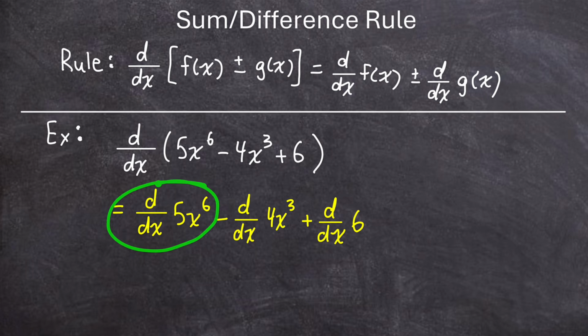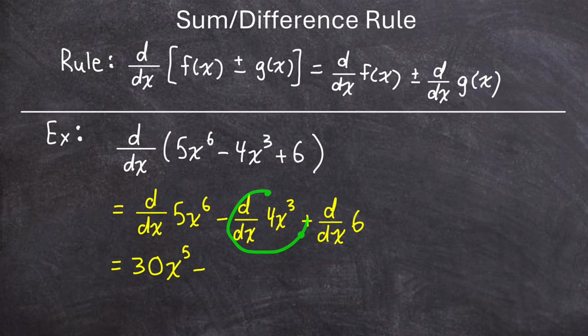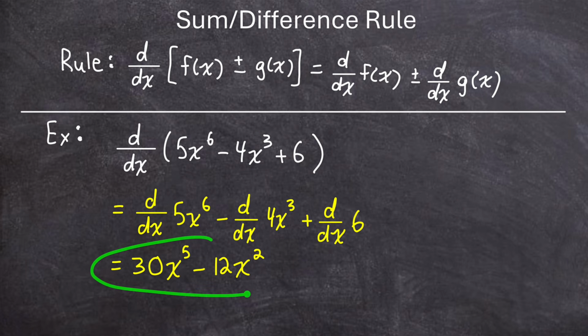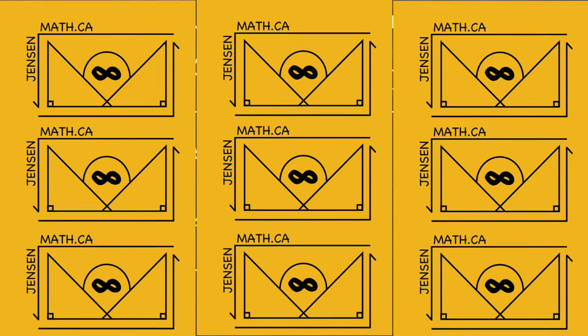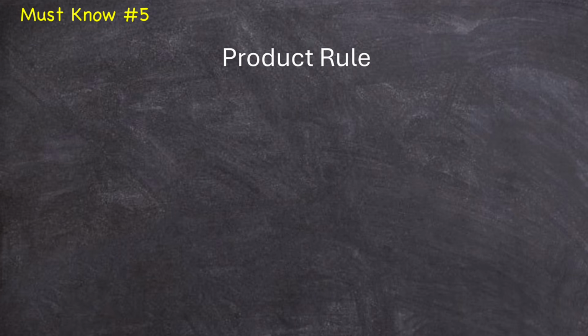The derivative of 5x to the power of 6, using the power rule, I know I would multiply this 6 by this 5 to get 30, keep the base of the power as x, and then reduce the exponent by 1, making it 5, minus the derivative of 4x cubed: 3 times 4 is 12, keep the base of the power as x, and reduce the exponent by 1, making it 2. And then my last term, the derivative of any constant, is 0. But you wouldn't have to write plus 0, making the derivative of this polynomial function equal to 30x to the 5 minus 12x squared.